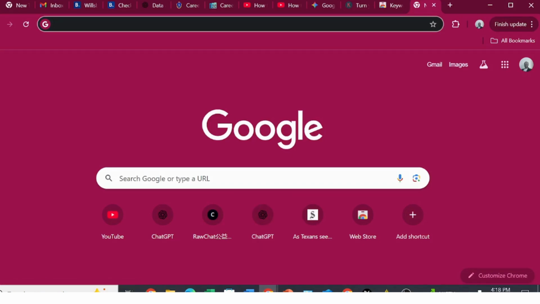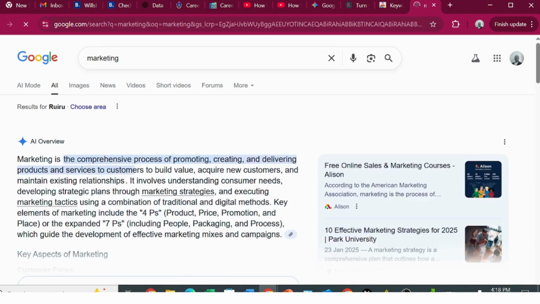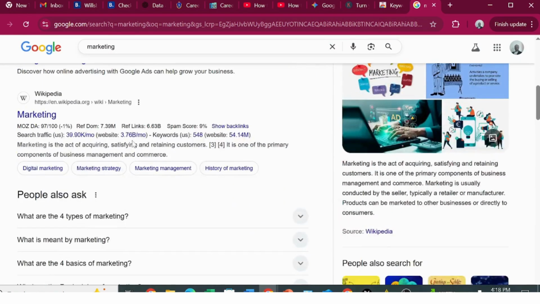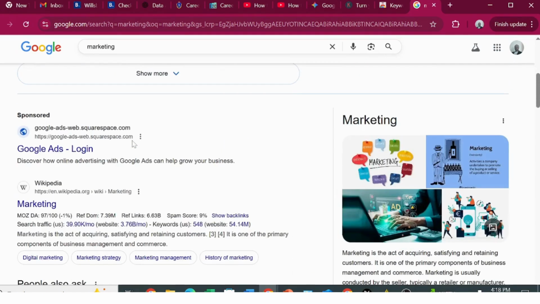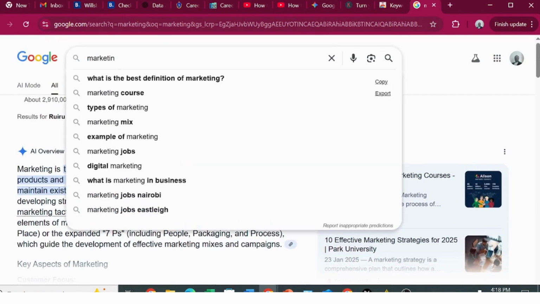Paid keywords, aka the big dogs. These are the one-word or two-word monsters. Let us look at some of the examples. Marketing. Marketing is an example of a paid keyword. Now the problem with these keywords is that you can't tell what is the intent of the user.